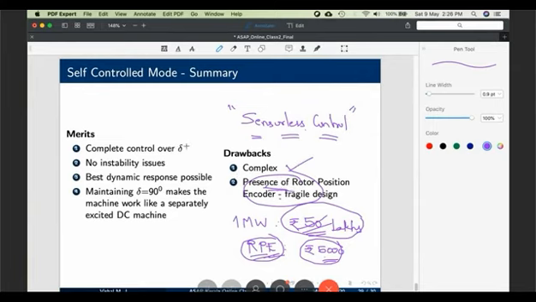And coming to the merits, you have complete control over delta. If you want delta to be 90, you can operate it at 90. No instability issues. Omega S and omega R are the same, even during transients as well as during steady state. Best dynamic response possible. You have your Tmax because delta is 90 degree. And as it is 90 degree, it makes the machine work like a DC machine. If any machine can work like a separately excited DC machine, that is the best you can get from that machine. So self-control mode makes a synchronous motor work like an AC/DC machine.